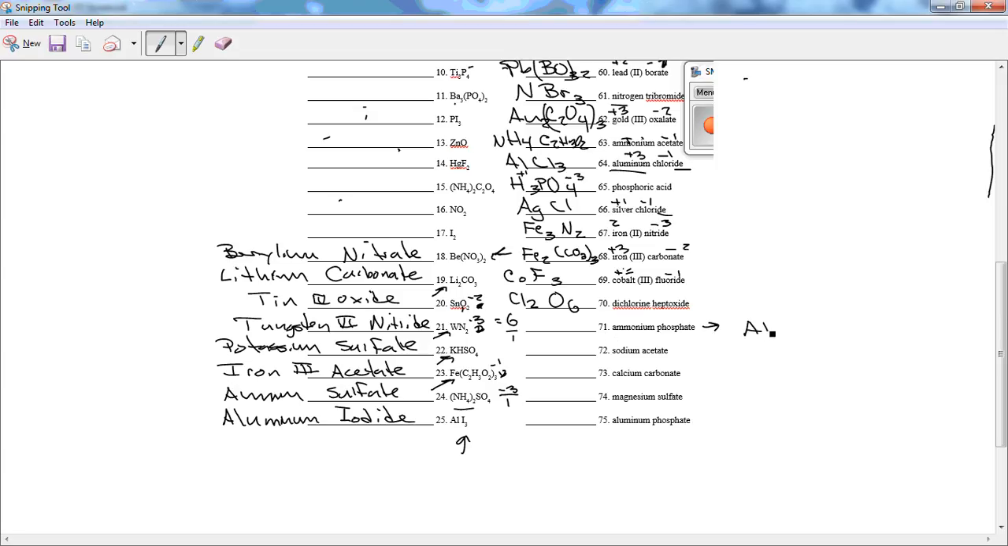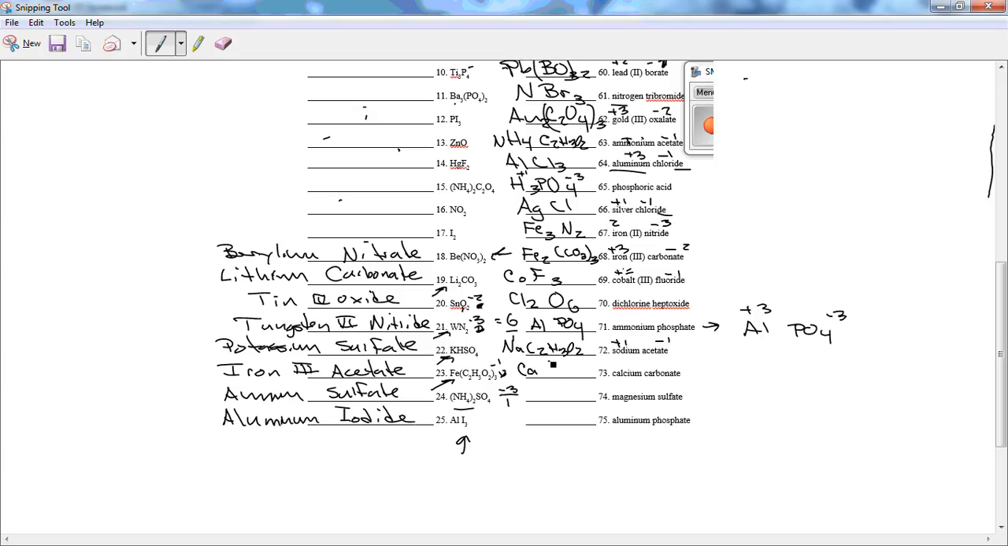Aluminum phosphate, all right, I'm going to do that one right here. Aluminum phosphate, Al. It's an ate, so it's a polyatomic ion. Minus 3, plus 3, AlPO4. And you're done. Sodium acetate. So I have a plus 1, acetate's a minus 1, NaC2H3O2.